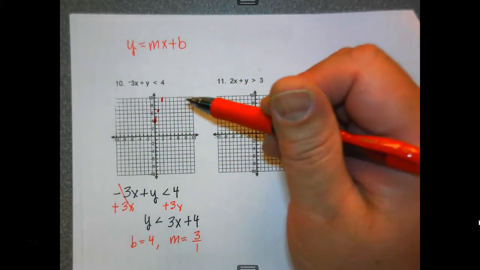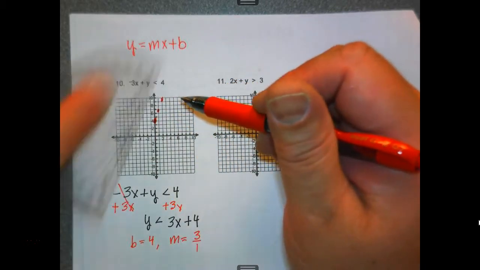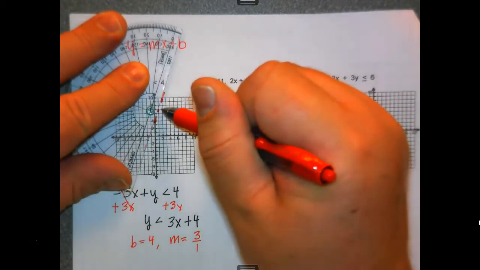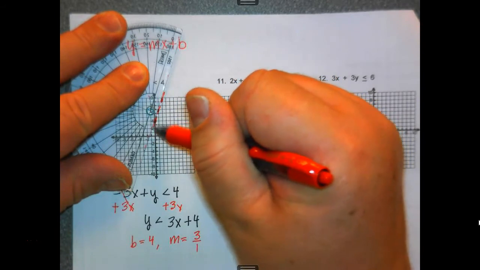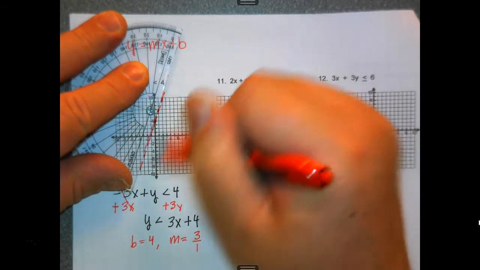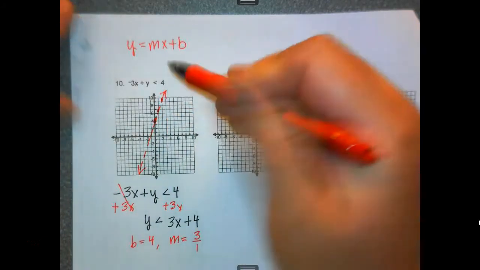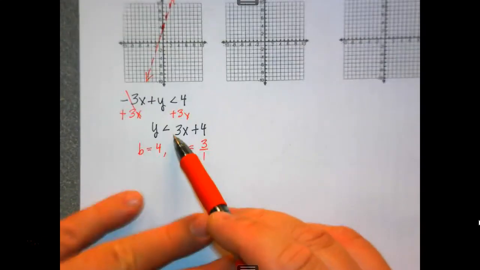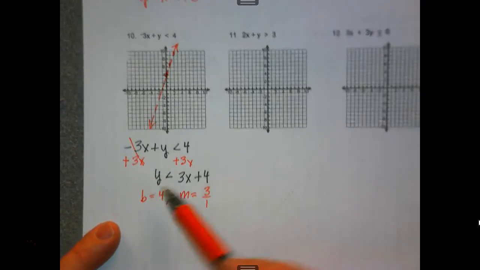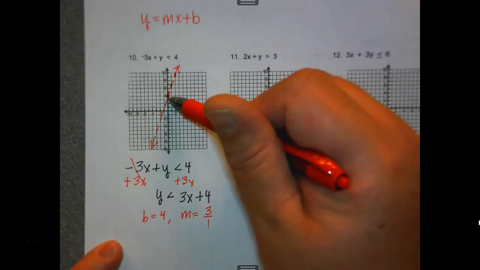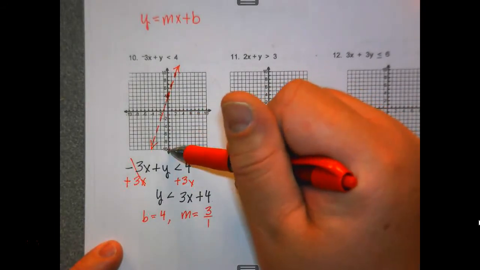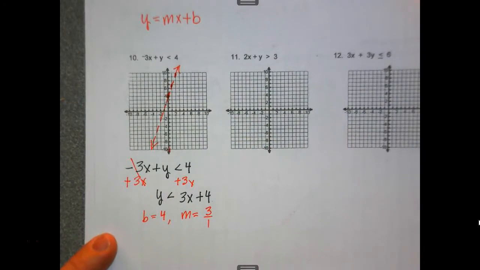There's no equal sign with my inequality, so it's a dashed or dotted line. And let's see, I'm going to use this one. It's a less than sign, so I want all of those y values that are less than. So I want the ones that are going smaller.